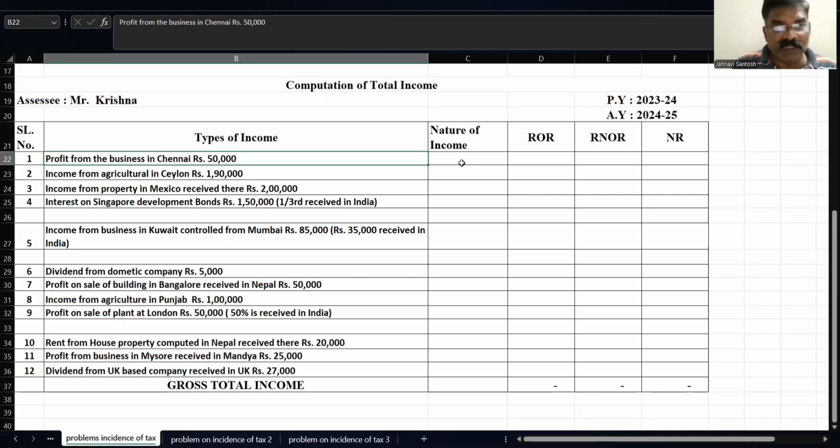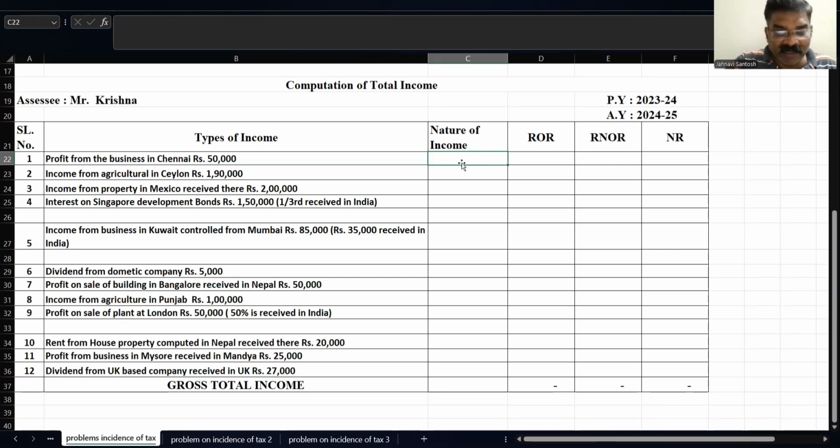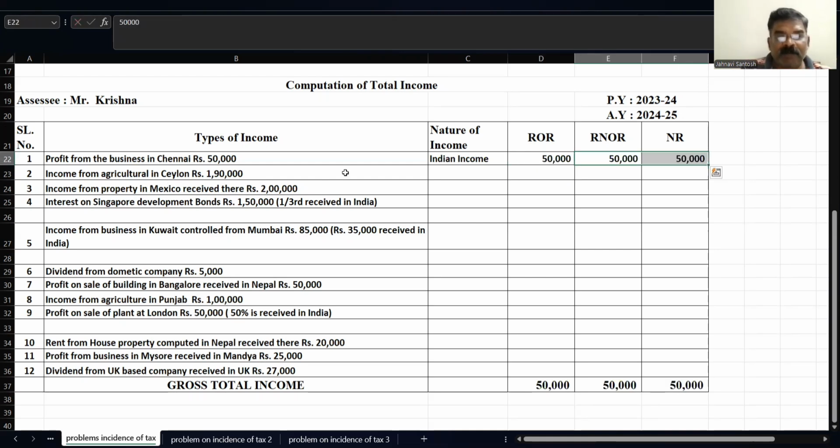Profit from a business in Chennai. As I told, Chennai is in India, so I directly treat that as an Indian income, and it is taxable in all the three cases. 50,000. I just copy it down, 50,000. So profit from the business in Chennai. Why is it taxable in all three cases? Because Chennai is in India, and I have earned from the business. I was running a business, and the profit was generated inside India. As I told, Indian income.